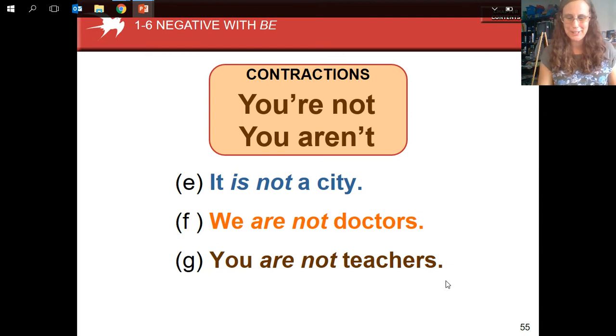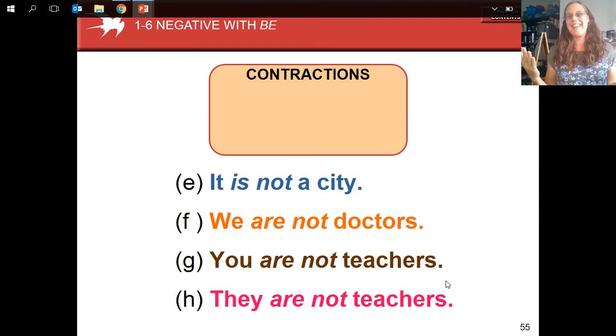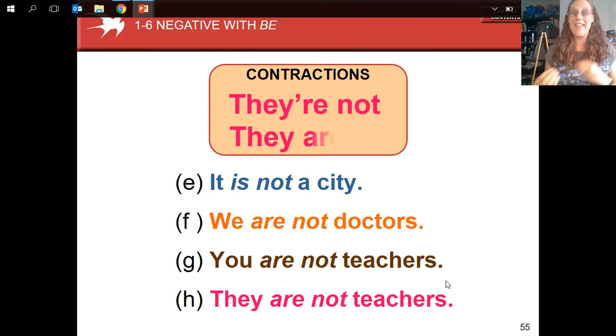One more. They are not teachers. They are not teachers. Contraction? What is the contraction? They're not teachers, or they aren't teachers, right? They aren't teachers. Okay?